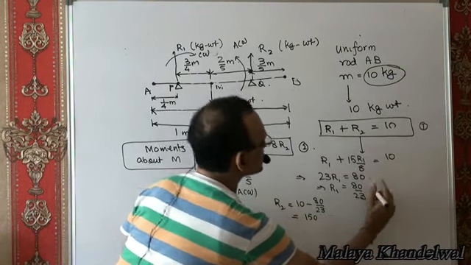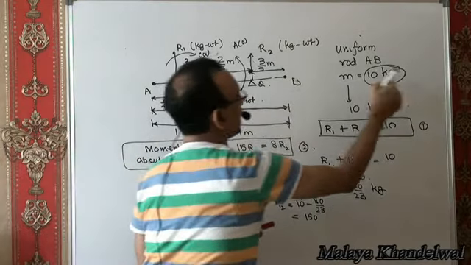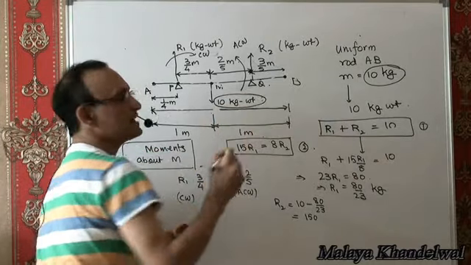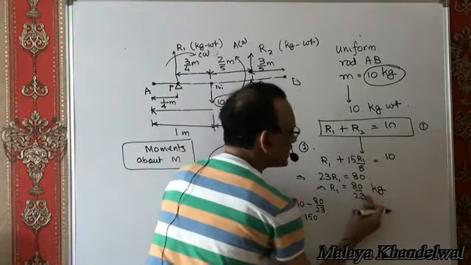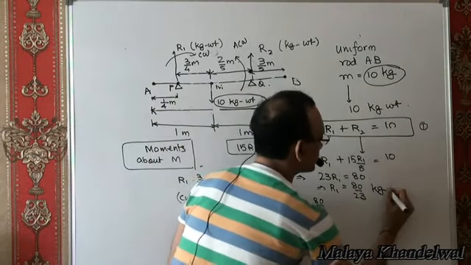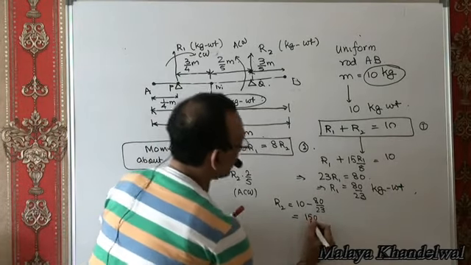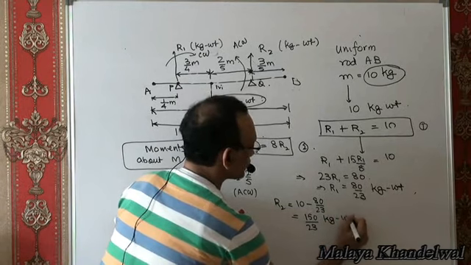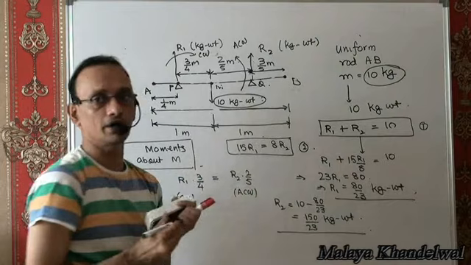This is not newtons, this is kg weight, because I have looked upon R1 and R2 as kg weight, because this 10 kg is also 10 kg weight. So R1 and R2 are also kg weight. R1 is 80 by 23 kg weight, and R2 is 10 minus 80 by 23, 150 by 23 kg weight. Alright, so we've obtained the value of R1 and R2, right?